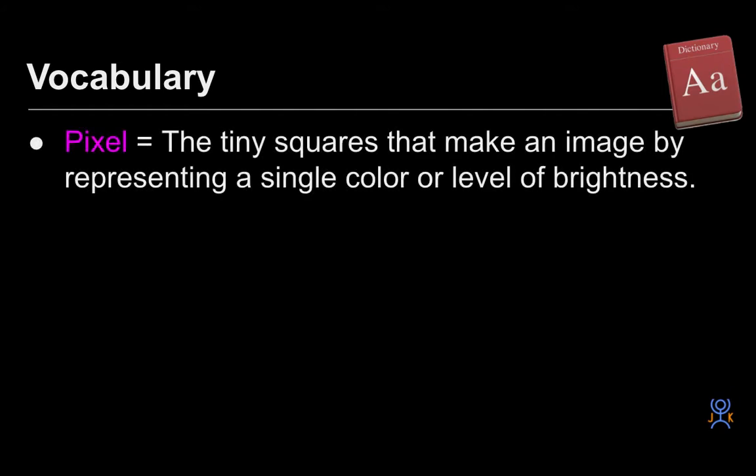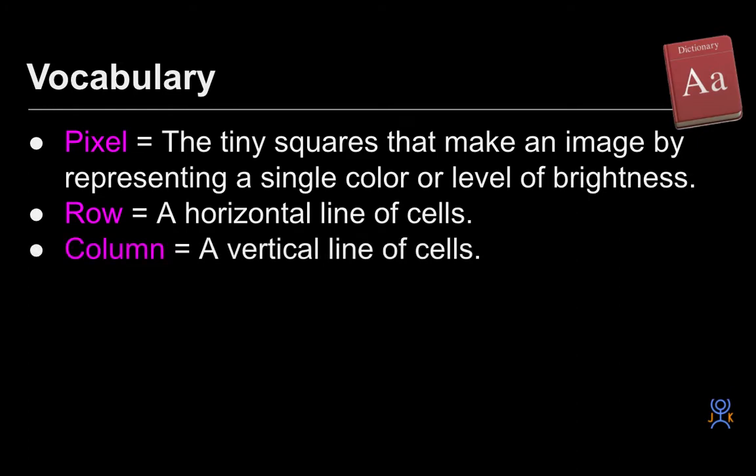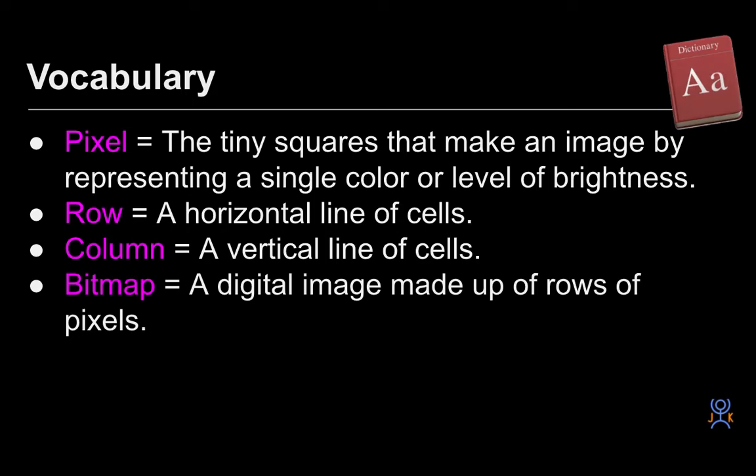First of all, a pixel is a tiny square on your screen that makes an image by representing a colour or a level of brightness. A row is a horizontal line of cells or pixels. A column is a vertical line of cells or pixels. A bitmap is a digital image made up of rows of pixels.